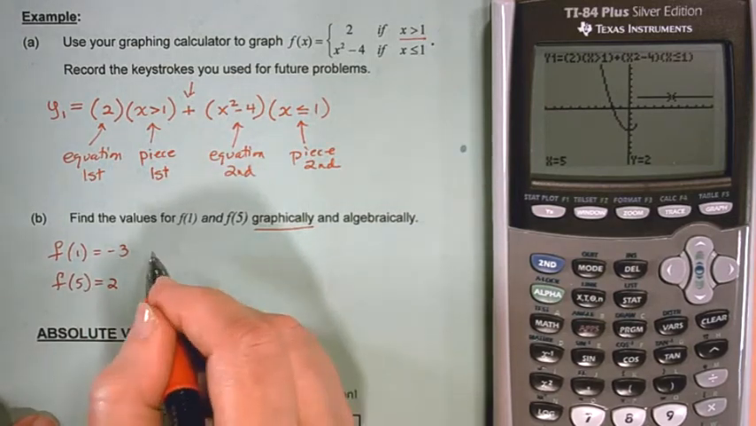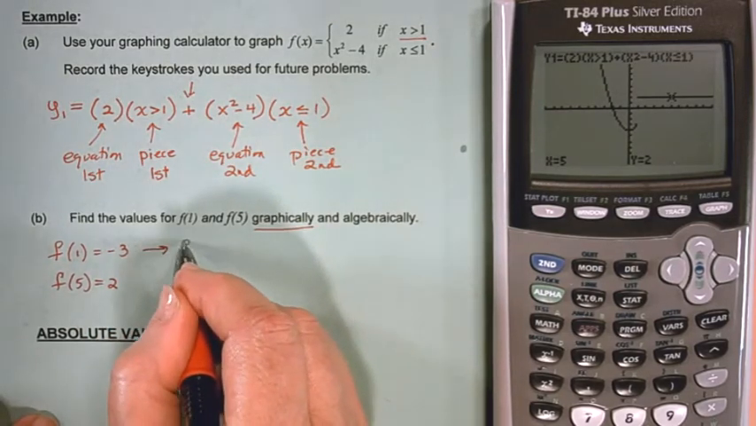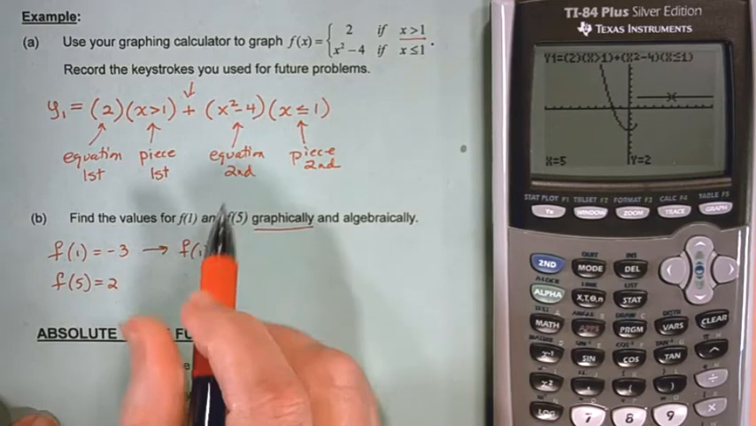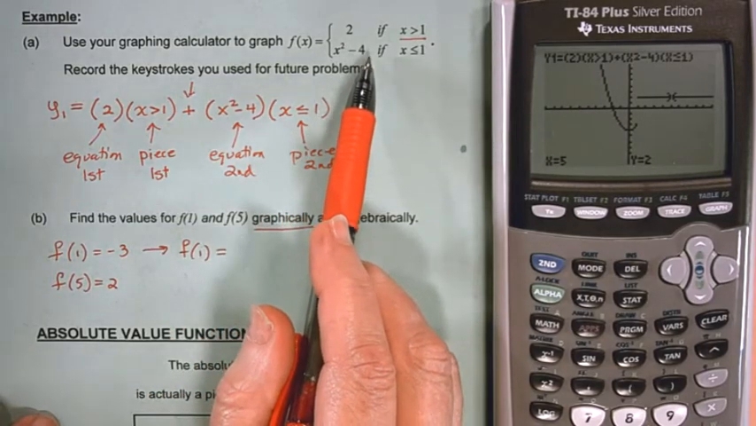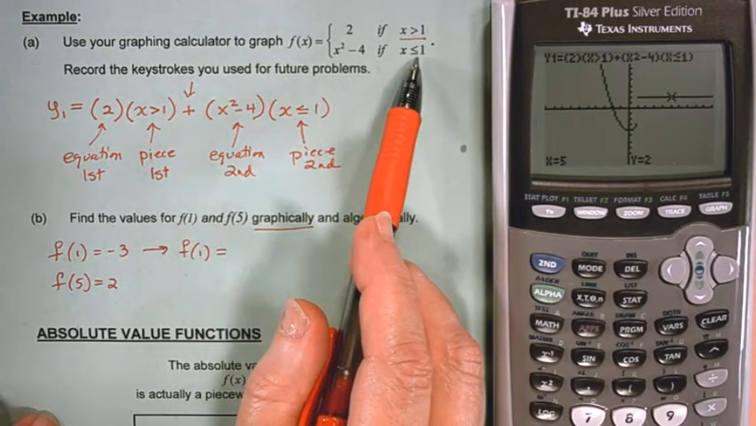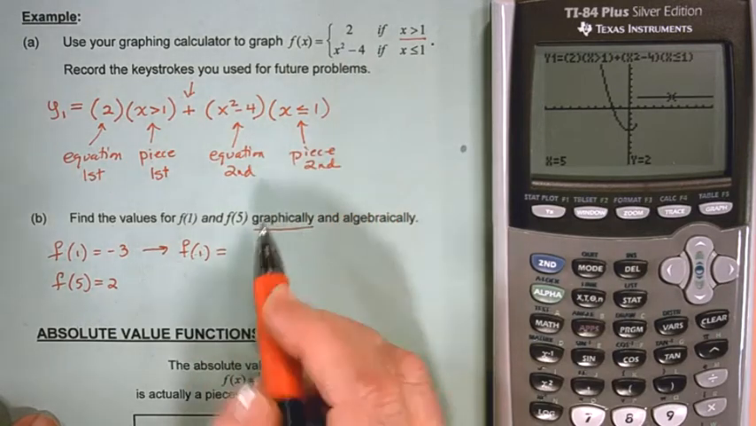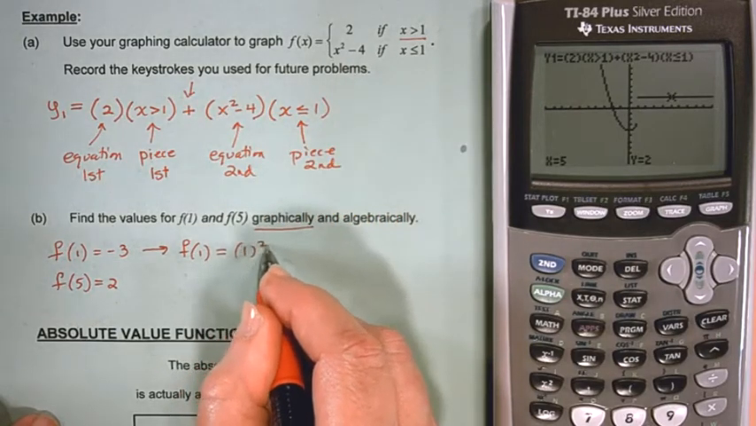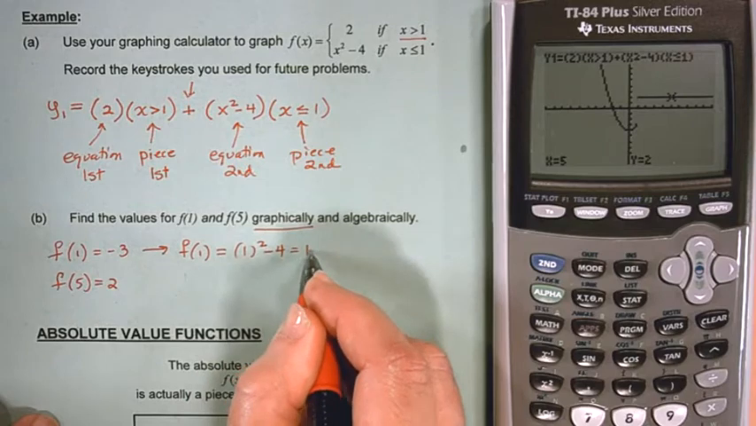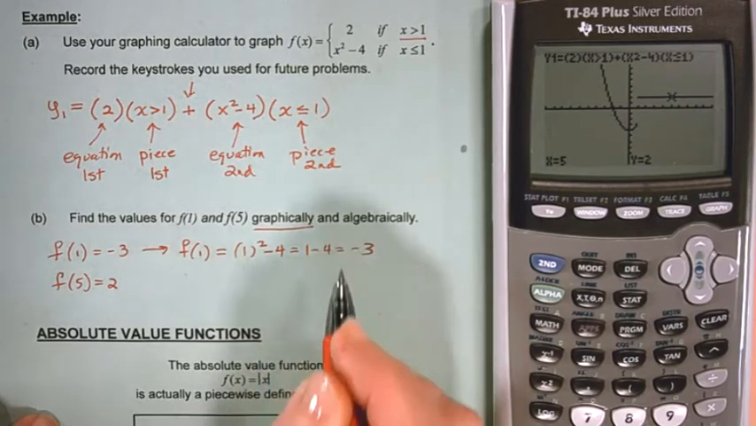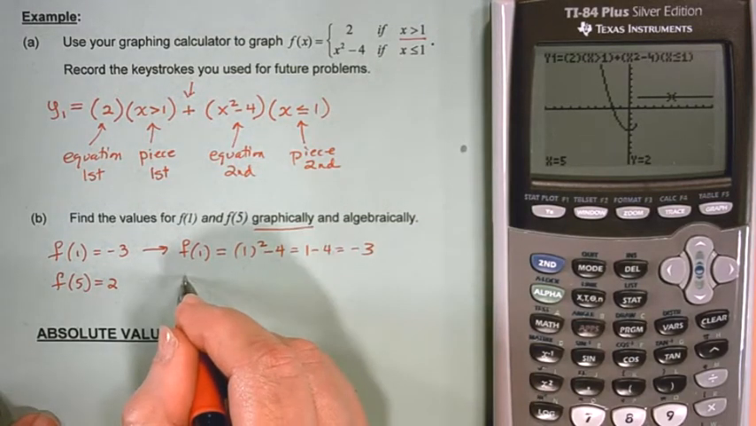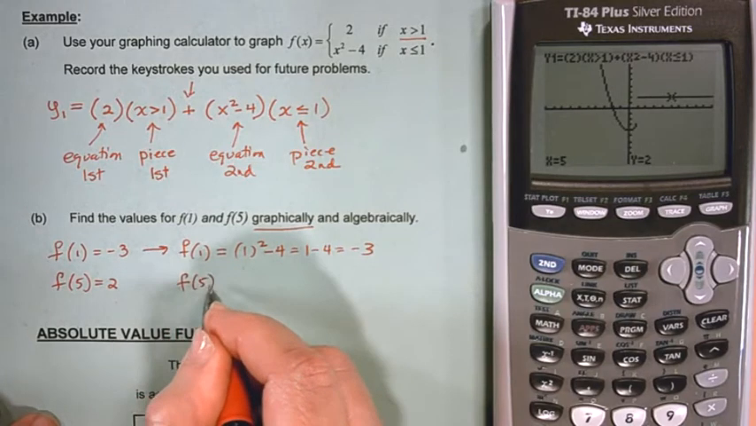If we did it algebraically, if we found f of 1, we would have to look at the original equation and find out where 1 was. 1 is in the second equation. So we'd have 1 squared minus 4, which is 1 minus 4, or -3. Now f of 5.